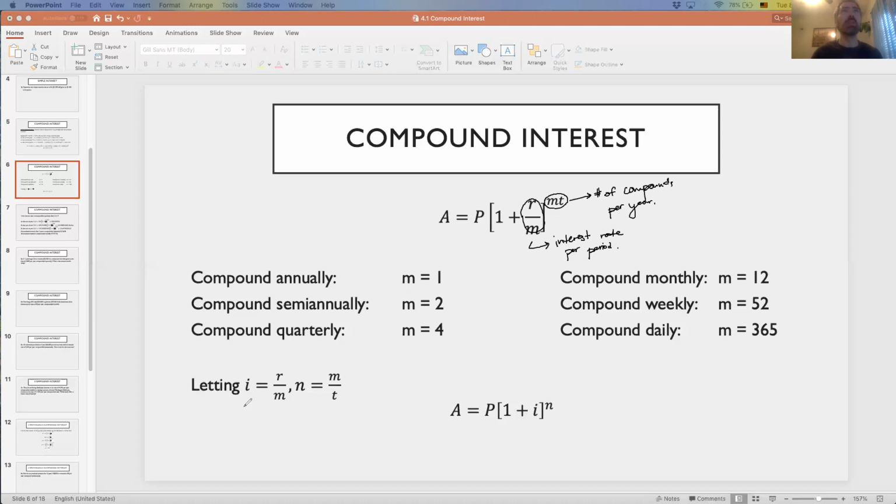And in the textbook, you'll see that they use I to represent R over M, and they use N to represent M times T. To make it a more condensed formula, A equals P times 1 plus I to the N power is our compound interest formula that we'll be using. Let's look at an example to see how this is going to work.